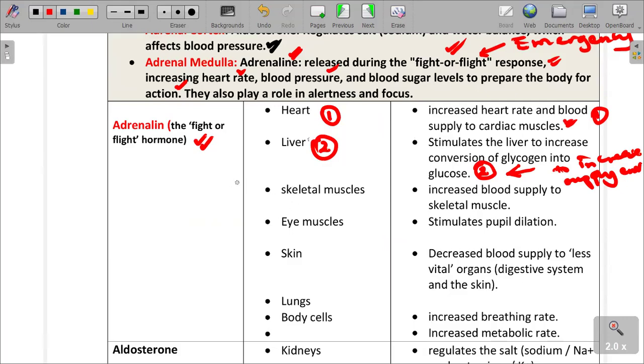And then number three, which is to do with the skeletal muscles. The adrenal gland targets the skeletal muscles by increasing blood supply to the skeletal muscles. That is number three. Increases blood supply to skeletal muscles. Adrenaline hormone targets the skeletal muscles in order to increase the supply of blood to skeletal muscles, which we are saying we are talking about the body cells.